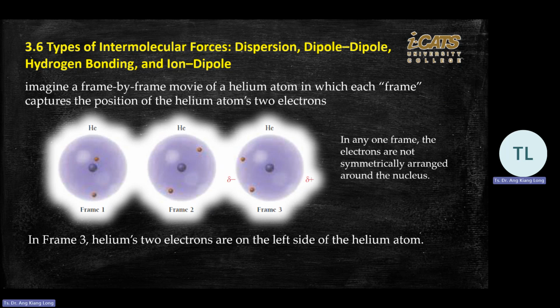As you can see on frame number 3, the third example, if we have two electrons close to one side, then that side will be partial negative. That side will become the negative pole, the negative side. Delta means slightly, or in mathematical form it's called partial, meaning a little bit of change in charge.